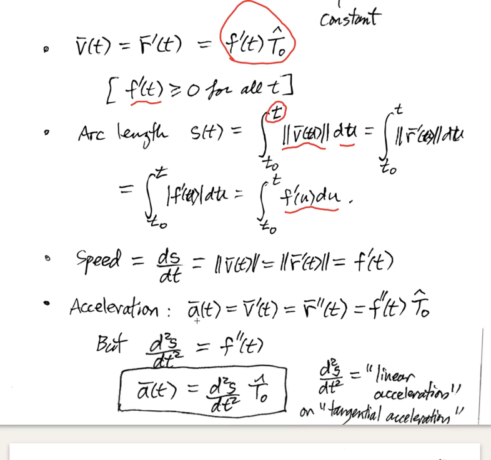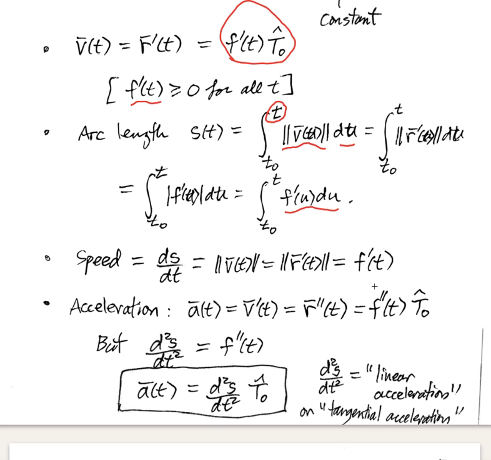Now again, this is calculus 3, so we're using vectors here. So you can see a bar of t equals v bar prime of t. So that would be what? Wait, v bar is actually r prime, so this is going to be r double prime of t. And if you actually look at what this is, if I differentiate this, I would get f double prime of t, t naught.